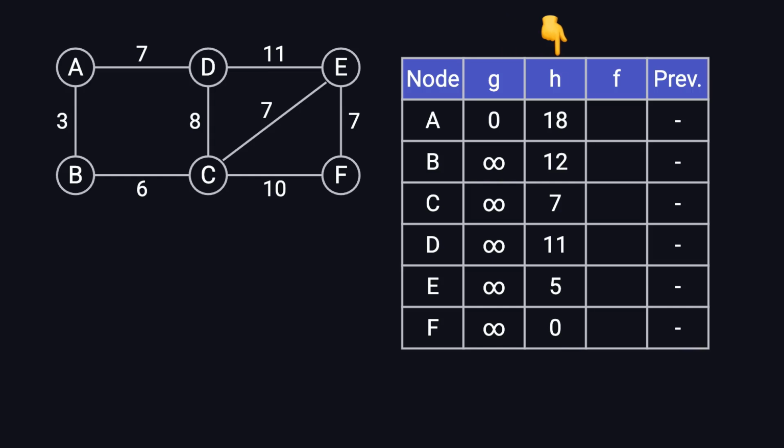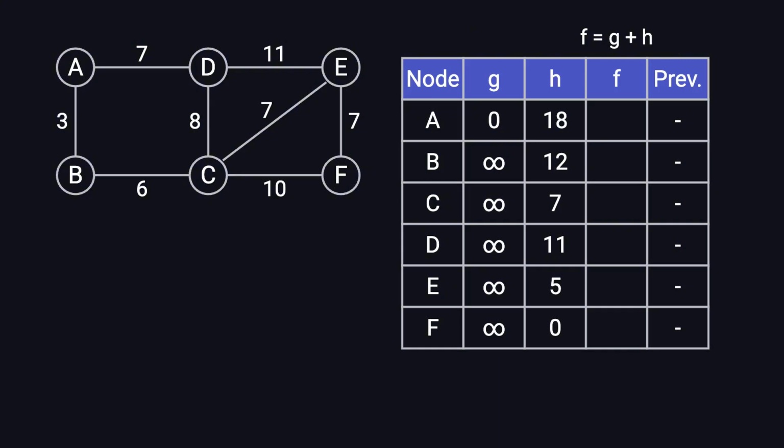The third column is the H value. This is our estimated cost from the current node to the goal, F. This is our heuristic function. It's usually based on the layout of the graph, and often something simple like straight line distance or Manhattan distance. We'll talk more about what makes a good heuristic later. The fourth column is the F value, which is just G plus H. It tells us which node seems most promising to explore next. And finally, we have the previous node, which records where we came from, so that once we reach the goal, we can trace back the full path. At the start, all previous nodes are blank.